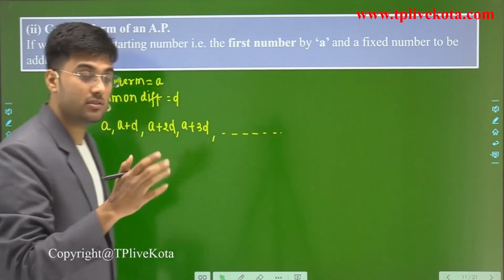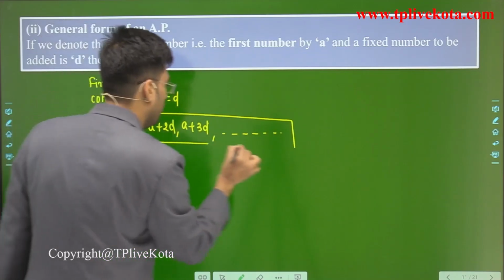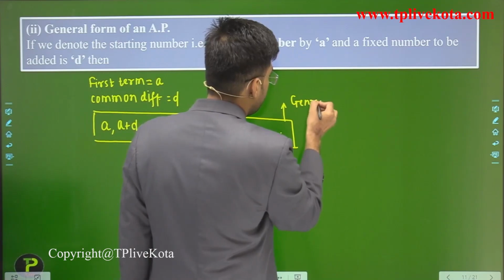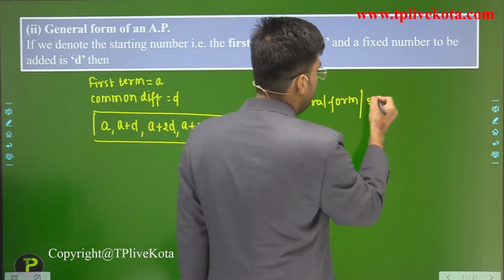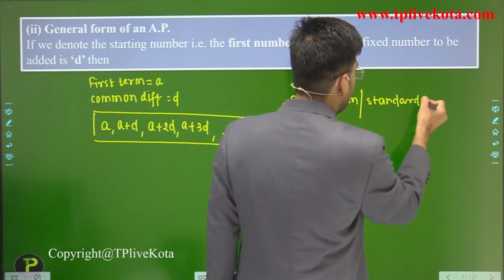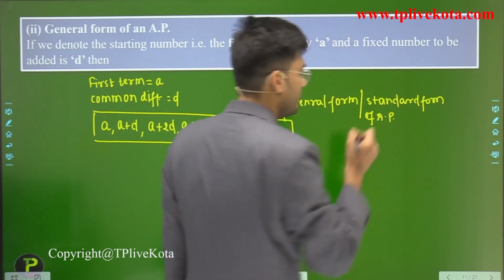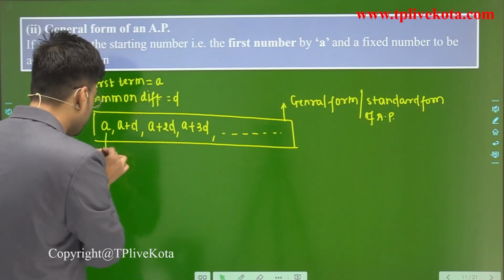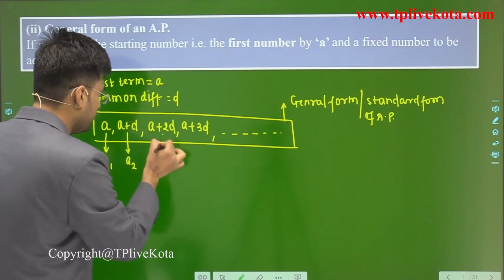This is what? This is the standard form, or we can say the general form of arithmetic progression. Clear? And students, now here if we observe, this is the first term, this is the second term, and this is the third term.